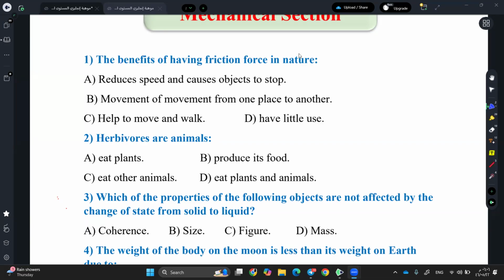Movement of movement, it's just wrong grammar, I think. C: help to move and walk. D: have little use. I think A: reduces speed and causes objects to stop. Excellent. So friction force will reduce the speed and cause the object to stop.